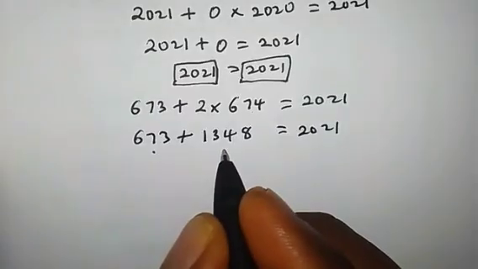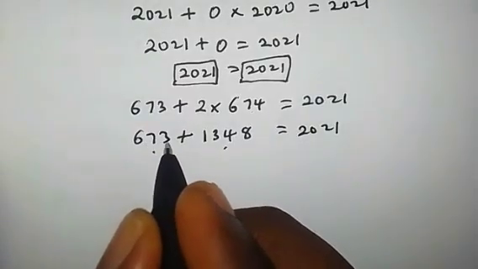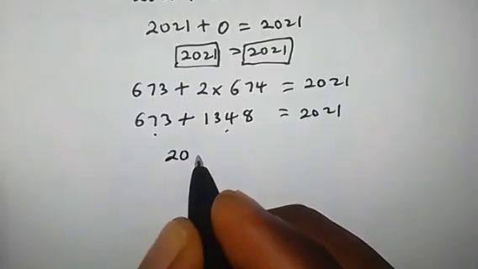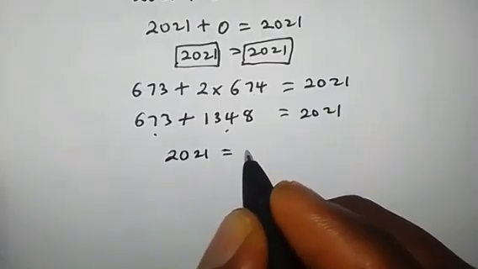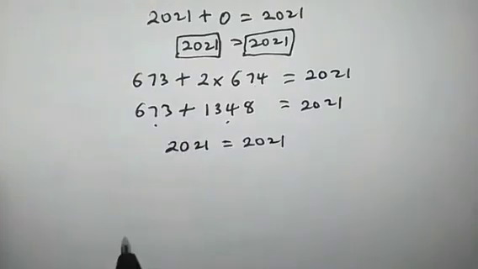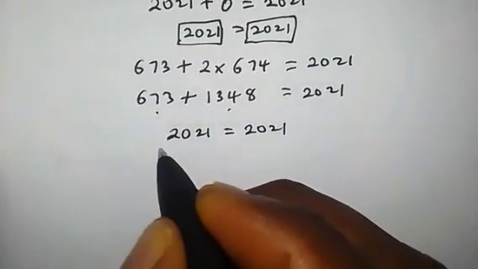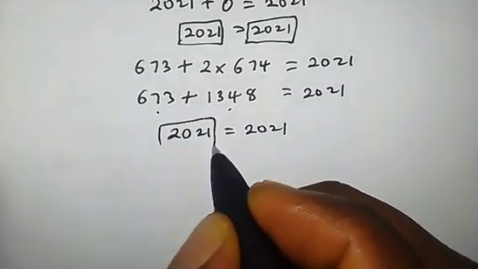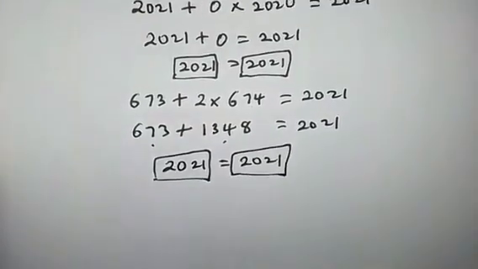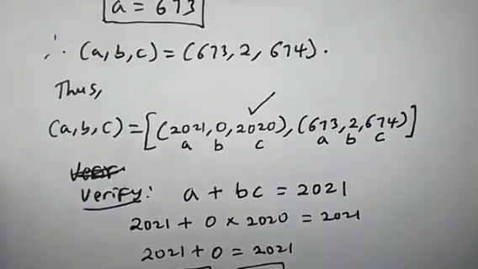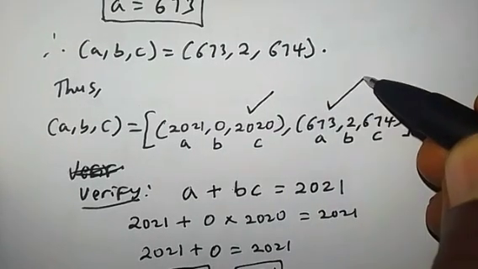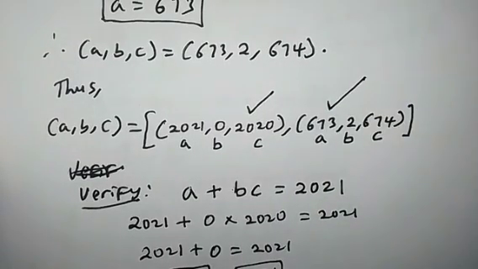Adding this left-hand side together, 673 plus 1348, that gives 2021, equal to 2021. You can confirm this using your calculator. You will see that the left-hand side here is the same thing as the right-hand side also. That means indeed the second solution, the second answer, is also correct.